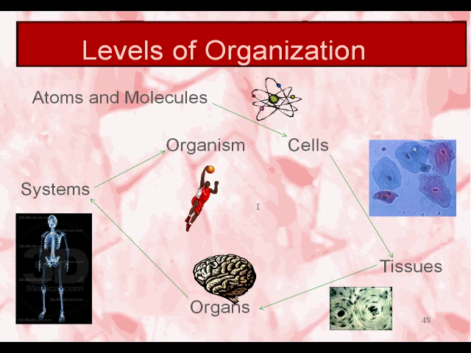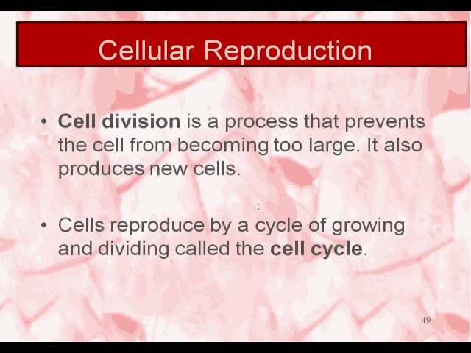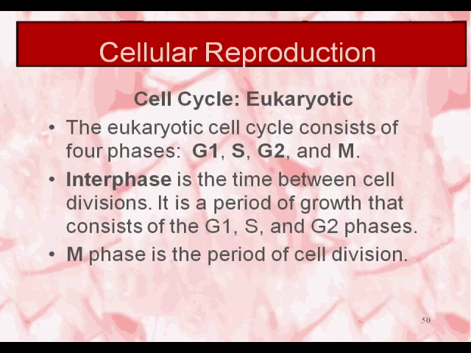Cell division is a process to prevent the cell from becoming too large. It also produces new cells. Cells reproduce by a cycle of growing and dividing called the cell cycle. The eukaryotic cell cycle consists of 4 phases: G1, S, G2, and M.